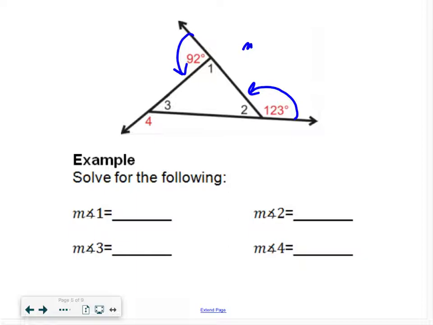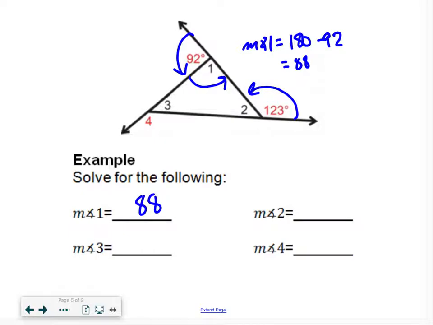The measure of angle 1 is going to equal 180 subtract 92. Again, the reason for that is because 92 and this angle 1 are a linear pair. So the linear pair postulate says they should add up to 180. So that results in 88.